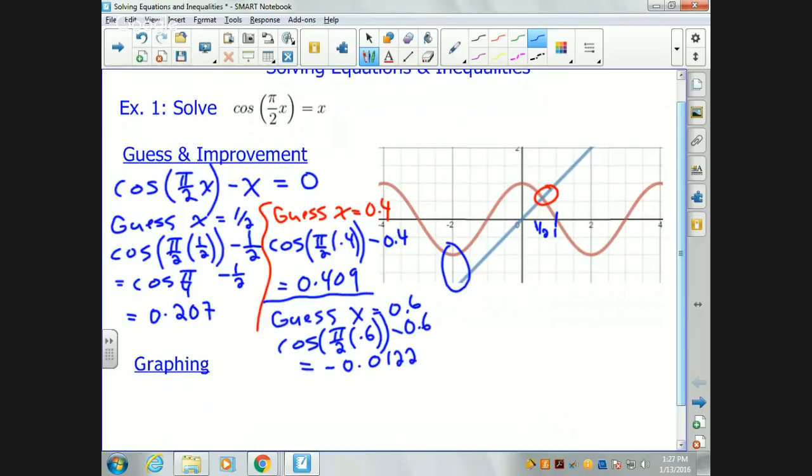Really? Did you put this in brackets, Leslie? Did you put this in brackets? Pi over 2 times 0.6? I didn't just do it. I wrote it down earlier. I hope I didn't make a mistake. Okay.